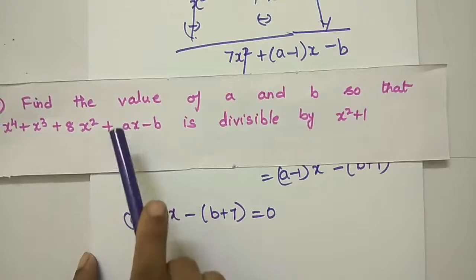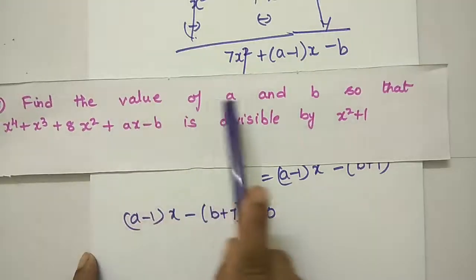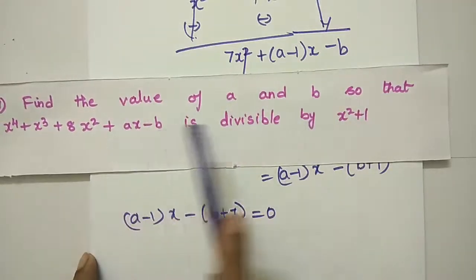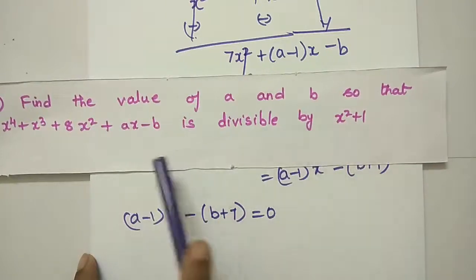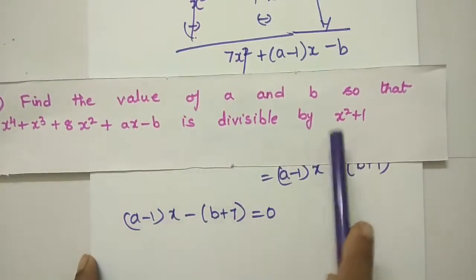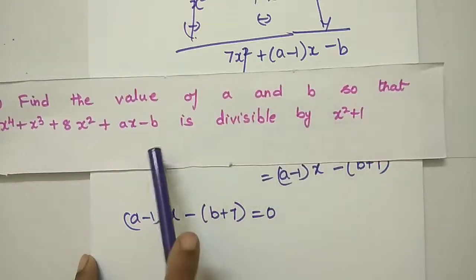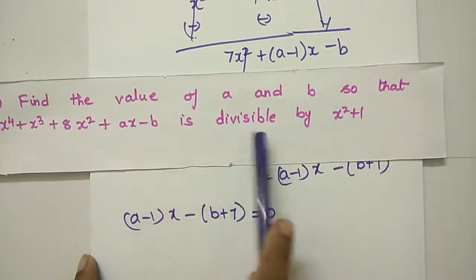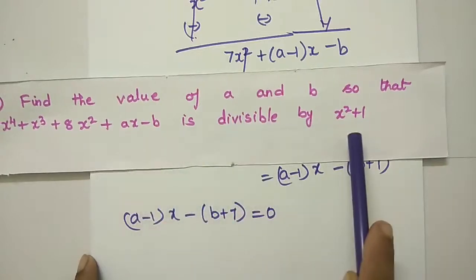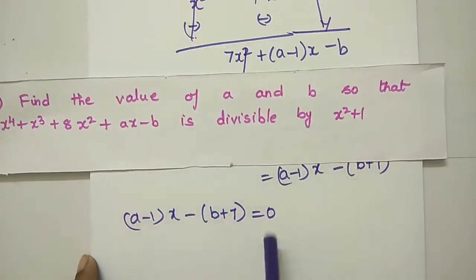In the question they have given find the value of a and b so that this polynomial is divisible by x square plus 1. Use this condition and find the value of b. So if they give this condition, it means if this polynomial is divisible by this polynomial, the remainder should be 0. Is it not? So I have equated the remainder to 0 to get the value of a and b.